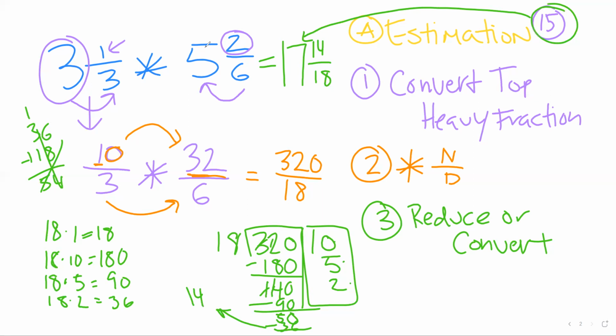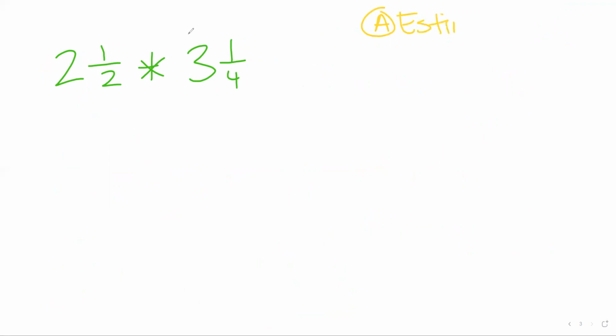So let's look at another example as we go. 2 1/2, and let's go ahead and multiply that by 3 1/4. Okay, so let's remind ourselves of the steps. First, we're just going to estimate. That's kind of outside of our normal steps. It's just something we should always think about doing, especially when we're doing products and quotients and things like that. Like we always want to get an idea, is my answer reasonable? So we're going to estimate.